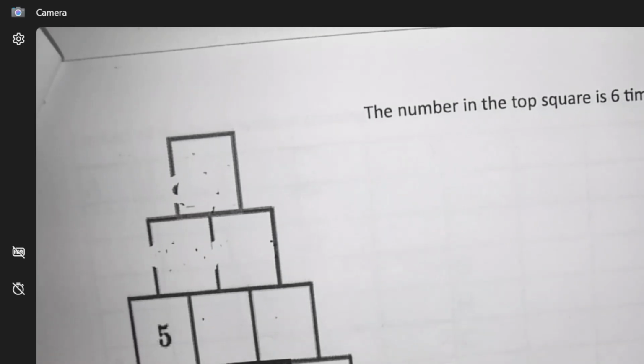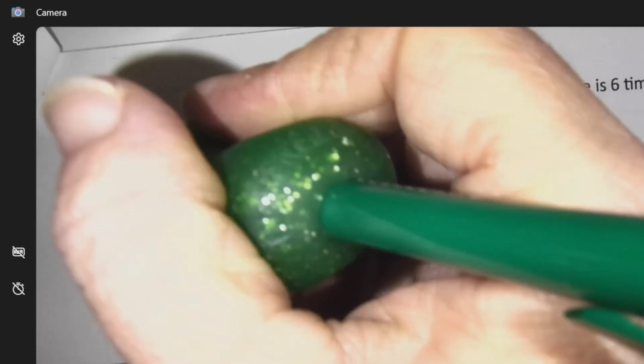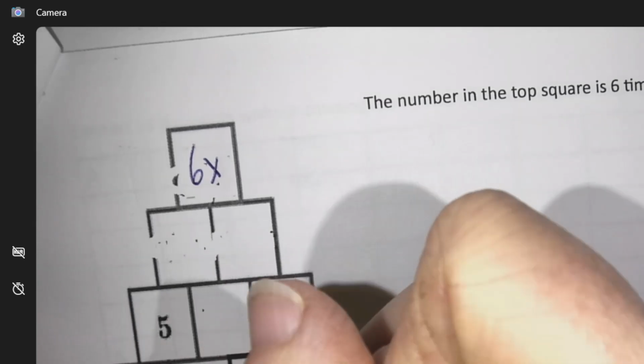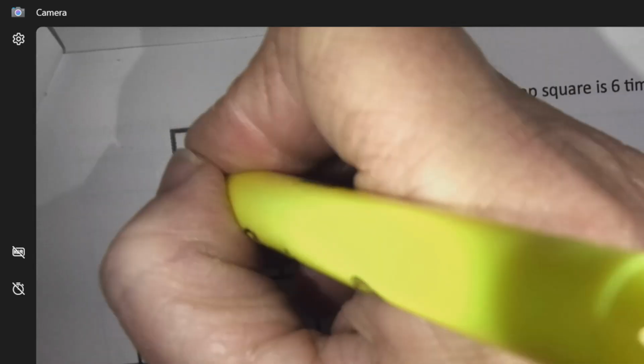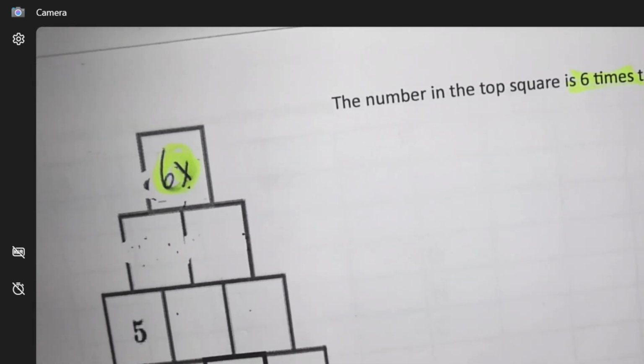Okay, so this missing number at the bottom, I'm going to call just some kind of variable. Can you guys pick a variable for me? Which letter? X? So if this is X, this is 6X. Because then it has told me the number at the top is 6 times larger than the missing value at the bottom.